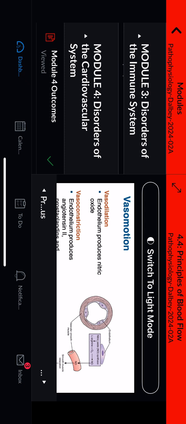Along with our endothelial-derived factors, the autonomic nervous system can also influence our arteries and their vasomotion. Input from the sympathetic nervous system is called sympathetic tone, and neurotransmitters like norepinephrine generally cause vasoconstriction. We also have other factors from the epithelium that can cause vasoconstriction as well.